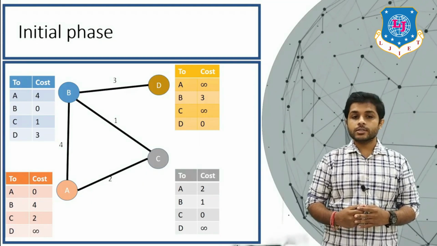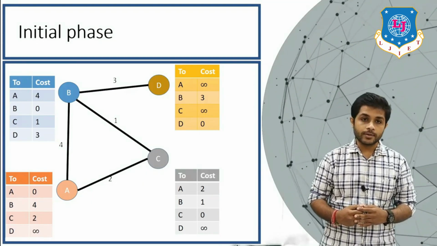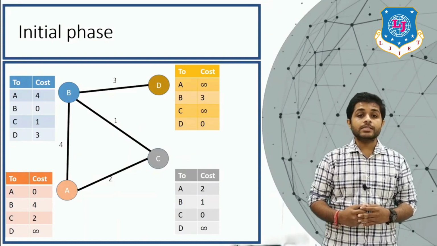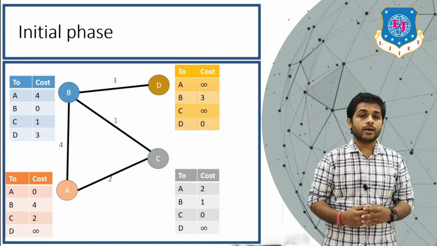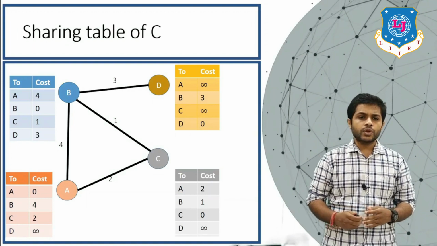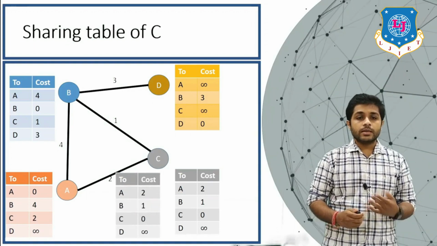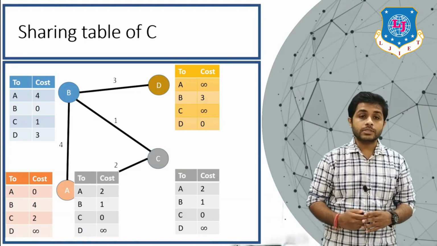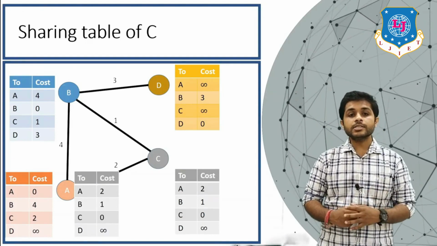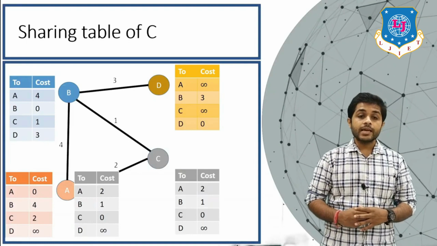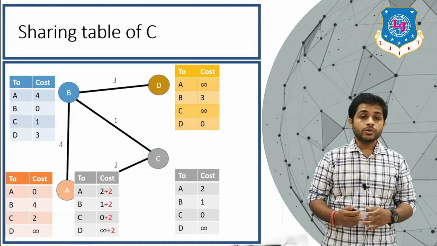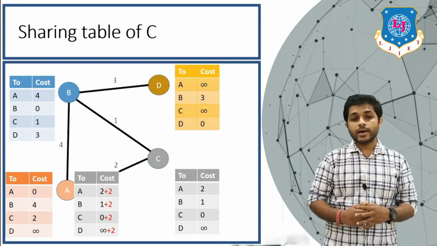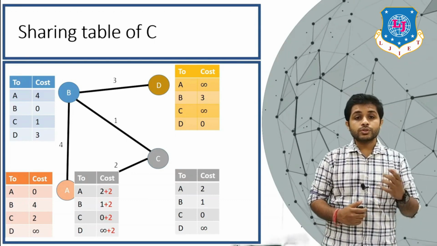Right now we are interested in device A only. So router A will receive tables from its adjacent routers, which are B and C. So A has received the table from C. After receiving the table from C, A will add 2 to all the entries in the received C's table. Now why is it adding 2 to every entry?